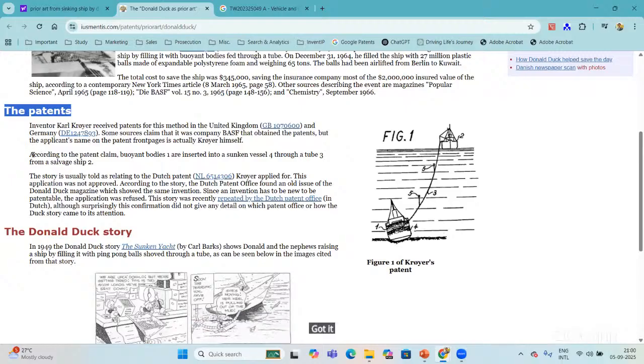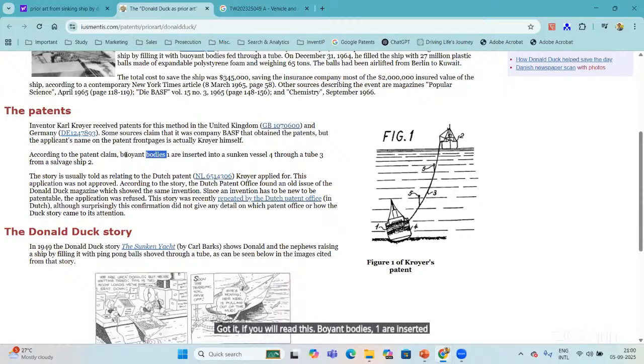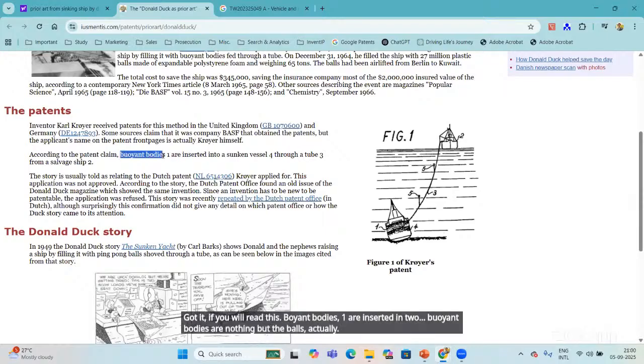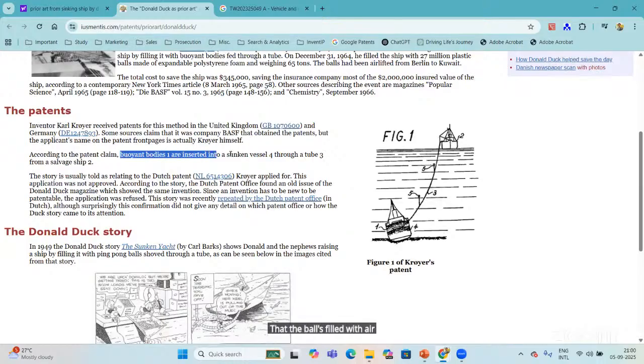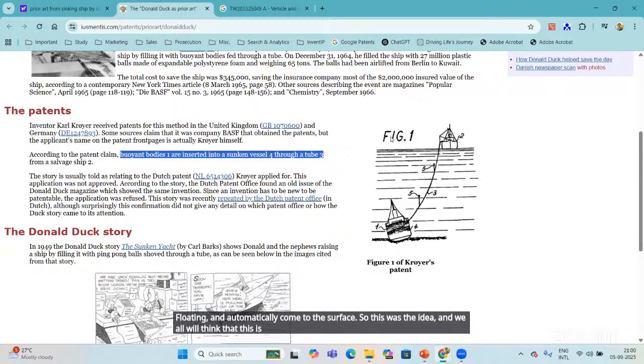If you read this, buoyant bodies are nothing but the balls filled with air, inserted into a sunken vessel through a tube number 3. It will get filled with all the buoyant bodies so that the ship will start floating and automatically come to the surface. So this was the idea, and we all will think that this is a very brilliant idea.